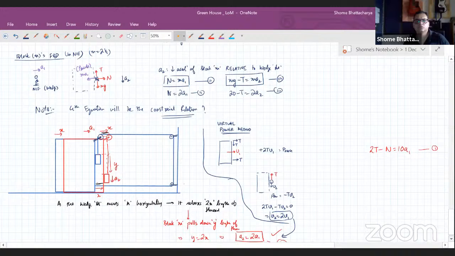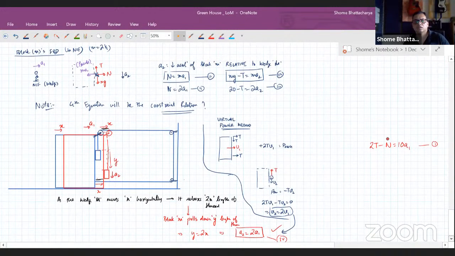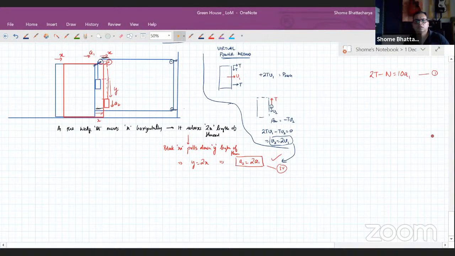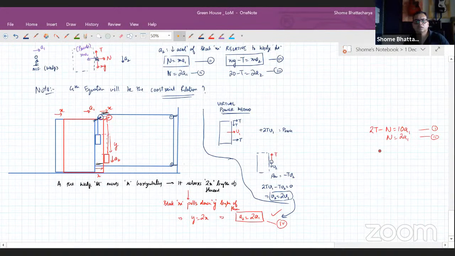And then let's write out the other equations. N is equal to 2a1. That's our second equation. And 20 minus t is equal to 2a2. That is our third equation. And a2 is equal to 2a1. That is our final constraint relation.